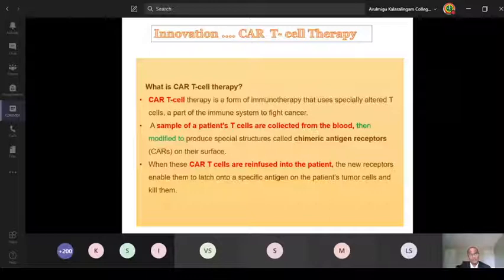Take out the blood from the patient, take out the T cells, isolate them, and by using appropriate technology or engineering, modify them to produce special structures called chimeric antigen receptors on the same T cells. Okay, so it's only patient-selective actually. If a patient is suffering from blood cancer, take out blood in the hospital setting, isolate the T cells and send them to a manufacturing site where they produce the chimeric antigen receptors on the T cells. After a few weeks, call the patient again in a hospital setting.